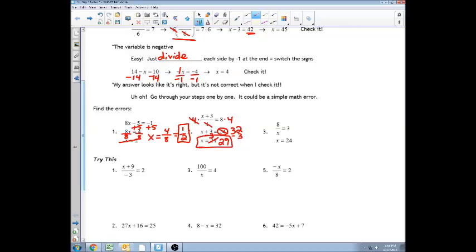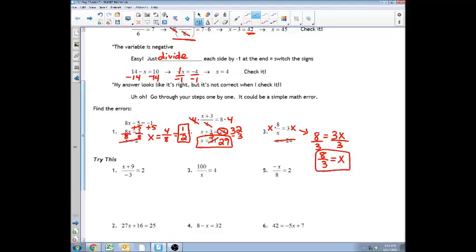Okay. Number 3, what it did here is it took and multiplied by this 8. I cannot do that. 8 is not in my denominator. We talked about this problem once before. What I would need to do is multiply the x originally. That would leave me with 8 equals 3x. I would need to divide by the 3. That would leave me with 8 over 3 is equal to x, and that is correct.